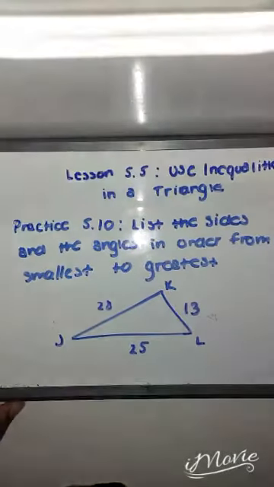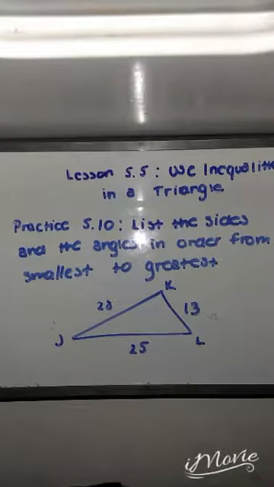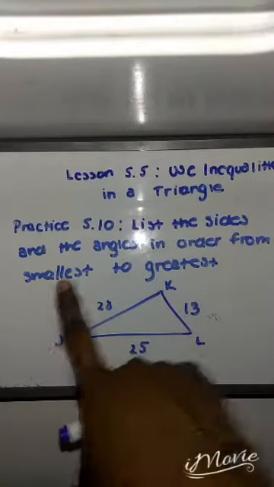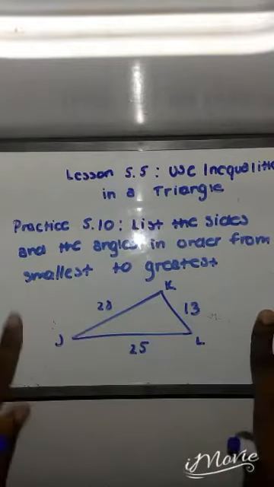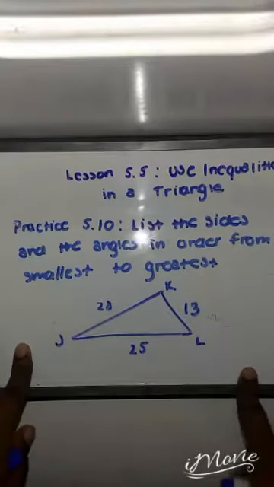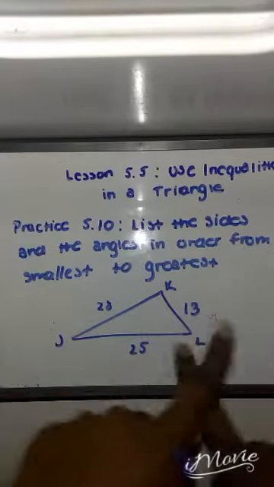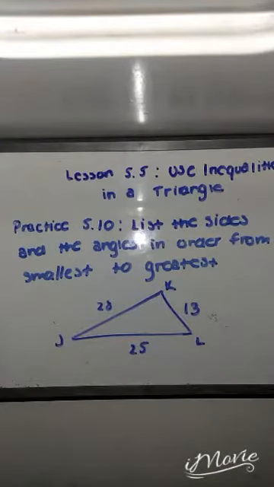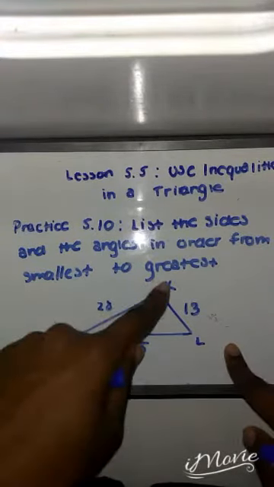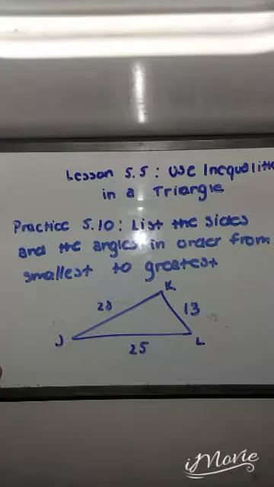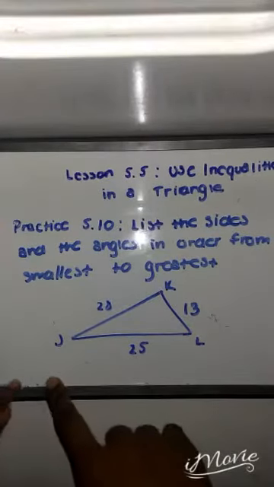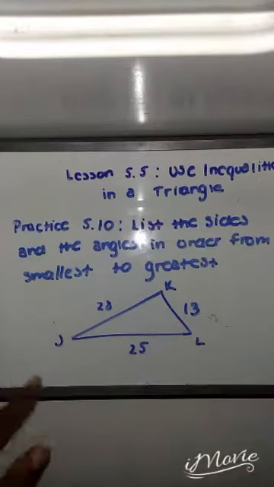Now that we've finished discussing the theorems, it's time to move on to some practice problems. For our first practice problem, we'll be utilizing Theorem 5.10. The problem states, list the sides and angles in order from smallest to greatest. Here we have triangle JKL, where the side lengths are already labeled. So we know that the shortest side length is opposite of the smallest angle, and the longest side length is opposite of the largest angle.